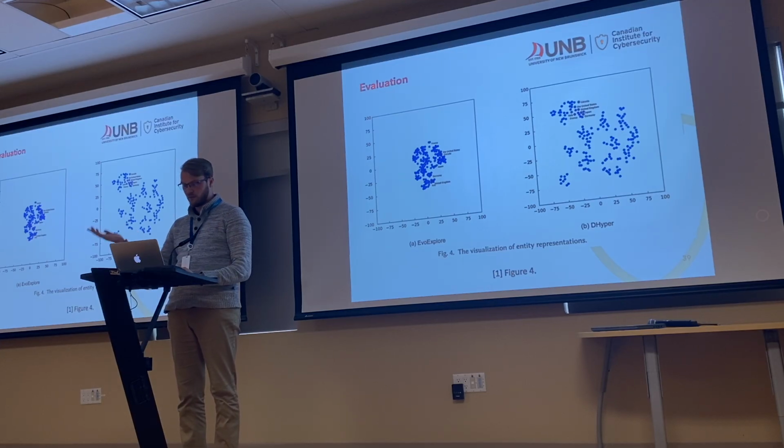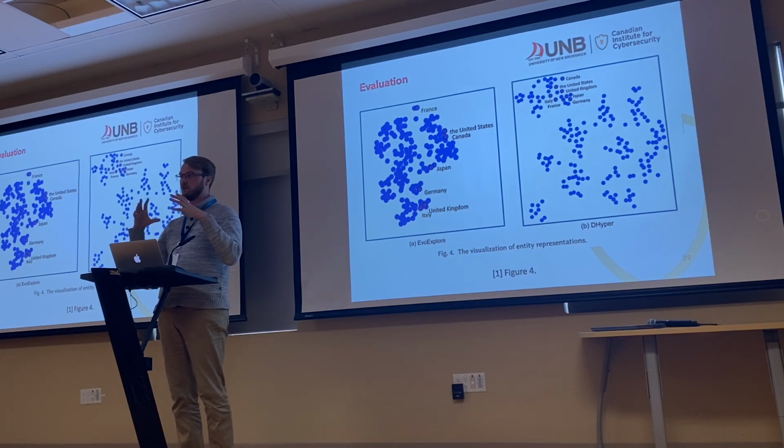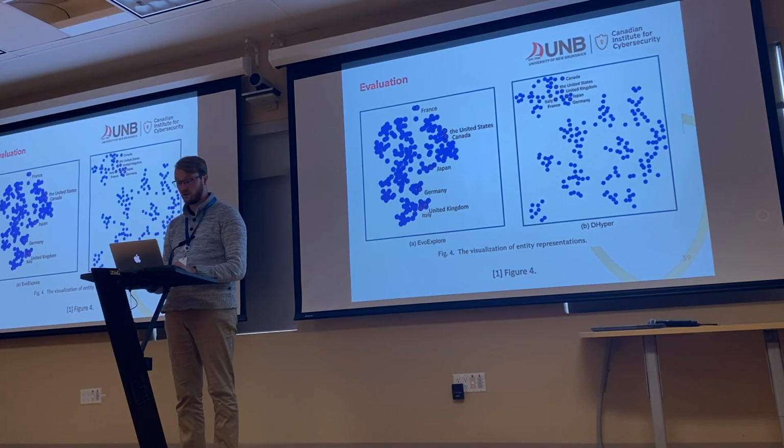So I'm also going to blow it up a little bit so we can see. But we can see here in this other model that they consider, Evo Explore, the representations are clustered pretty densely. But in our DHyper model, they're pushed out a little bit more, and all the entities in like the G7 are also here. So that's really interesting to see that the model has picked up on this hyperedge, or this group between the countries or the relations or the entities.